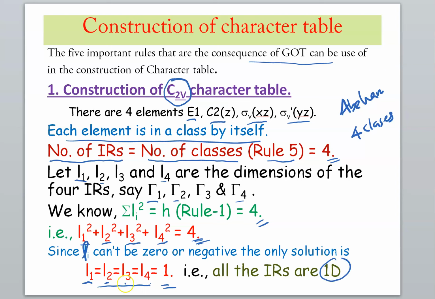l1, l2, l3 and l4 are equal. That is the only way to satisfy this equation, since the dimensions can't be 0 or negative. Therefore, there is only one possibility: all these dimensions should be equal and the value is equal to 1. That means all the IRs of the C2v point group are one dimensional.